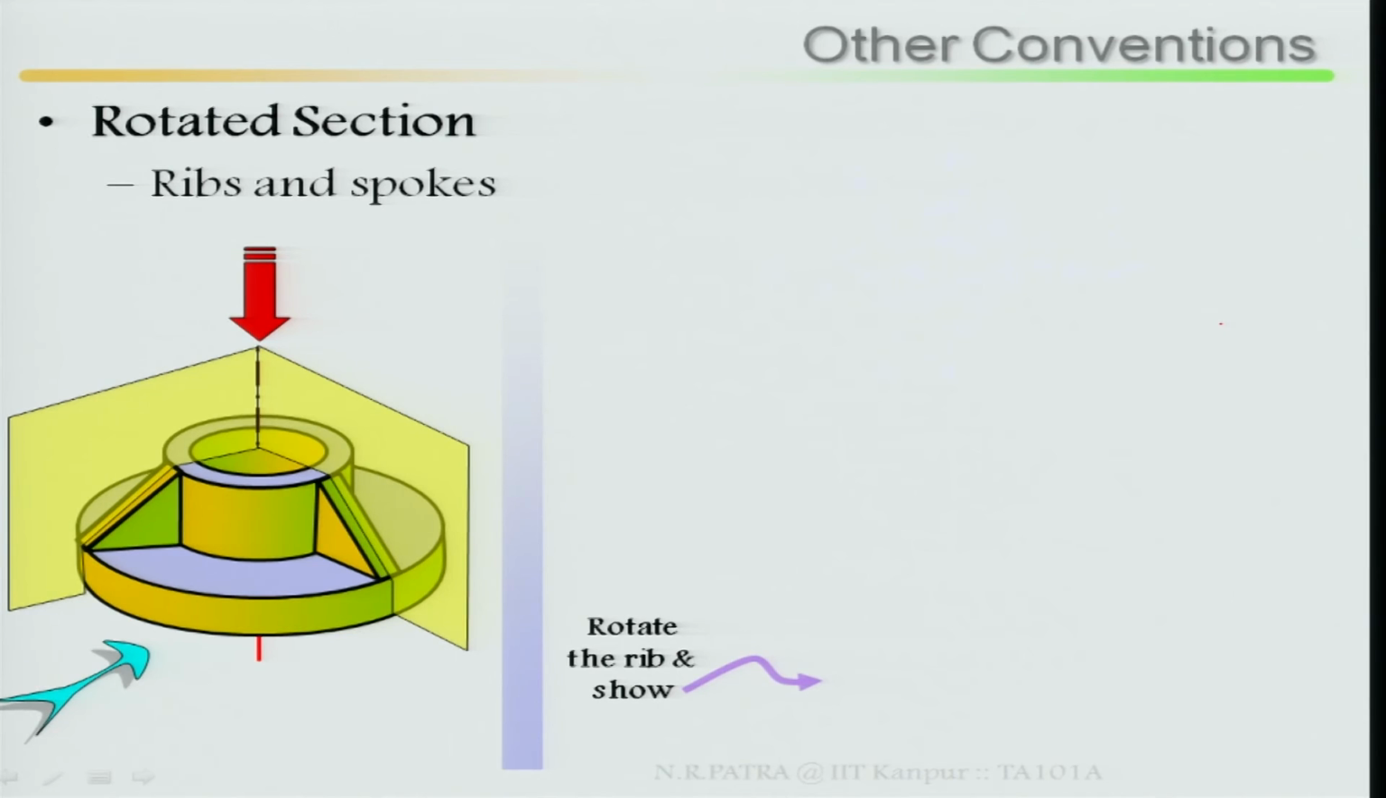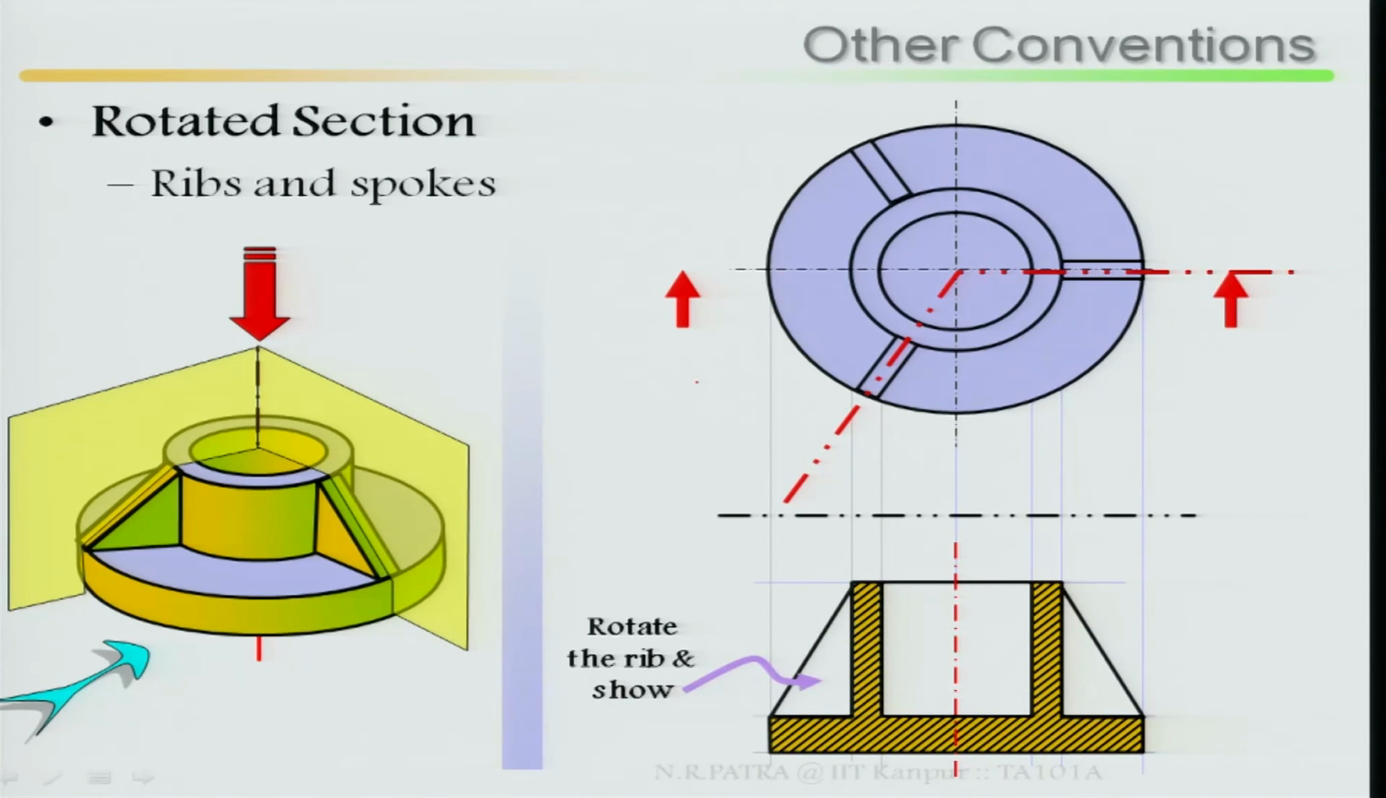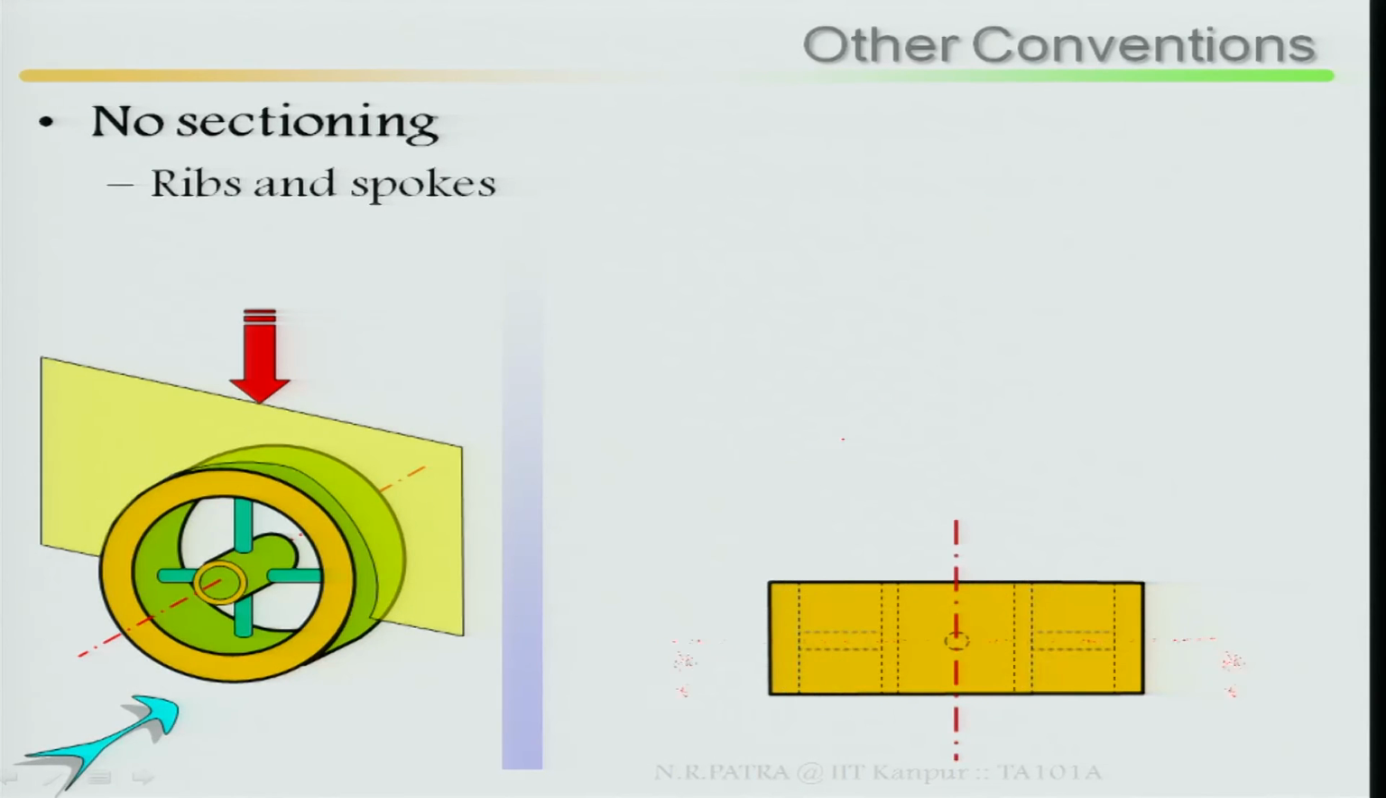Now, we can rotate the ribs, I can rotate the ribs, as rotated sections. If there is a rib on these planes, here is a symmetry line. So, you can rotate it back, bringing it back to the center line of your sectioning. Exactly, it has been rotated back. So, you can show the symmetry, so that people can understand it has been rotated back. Again, no sectioning for ribs and spokes, same thing.